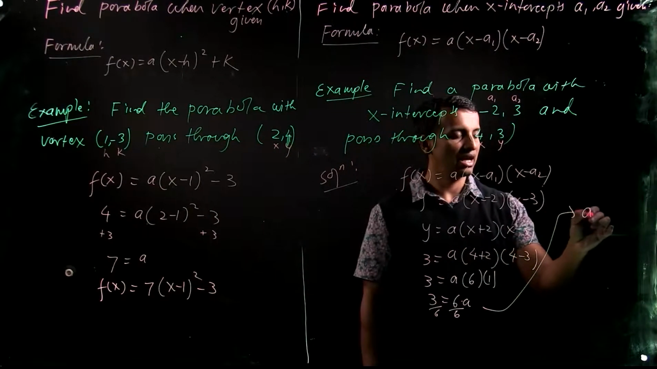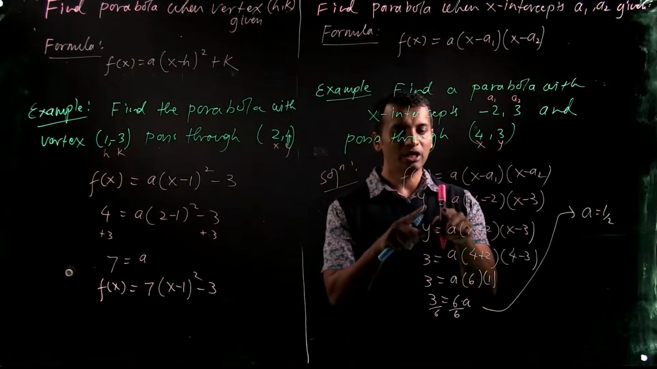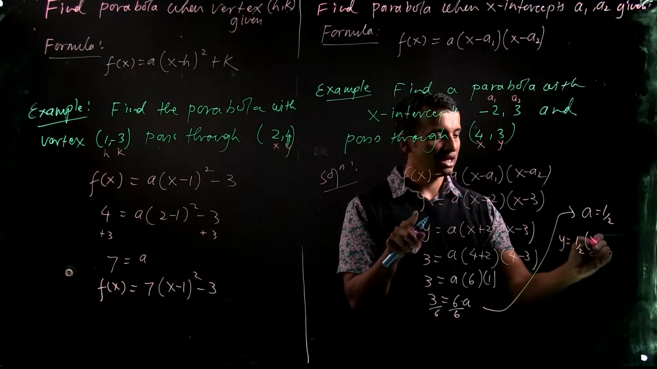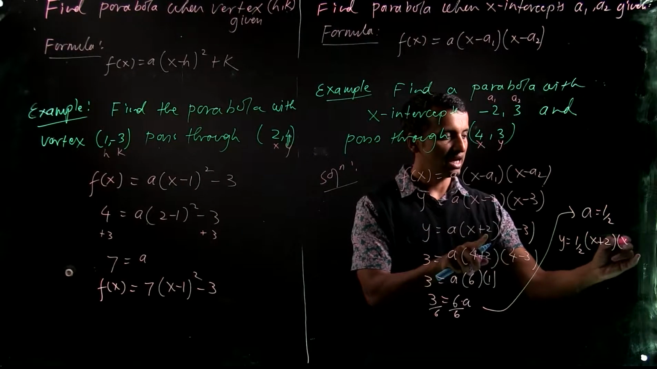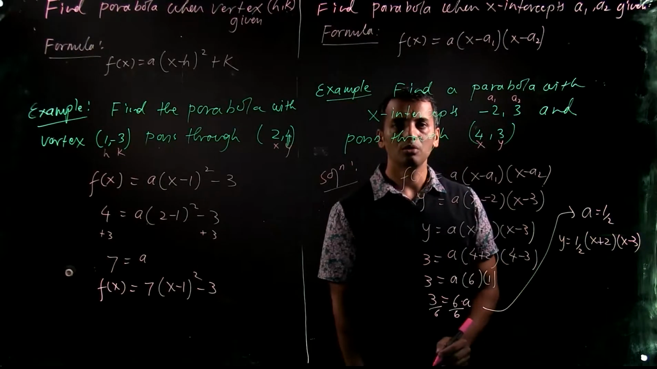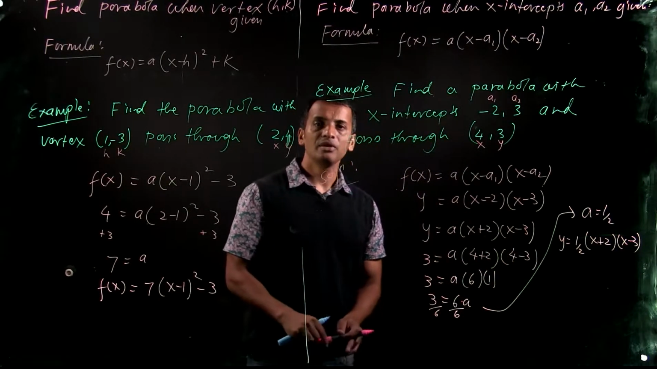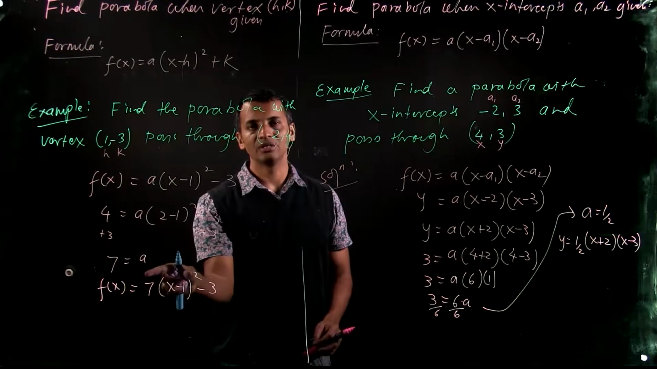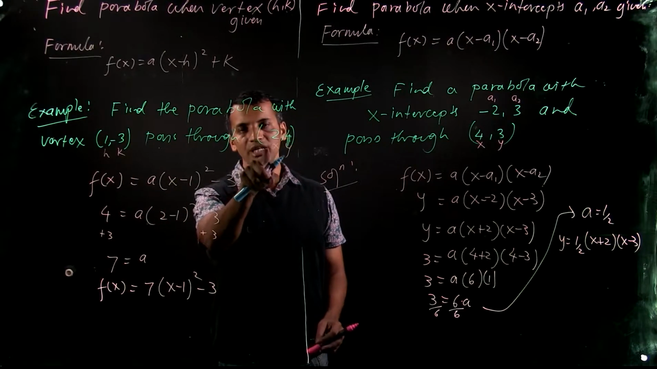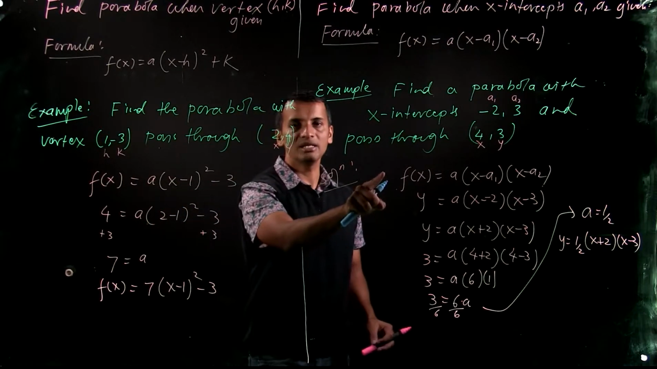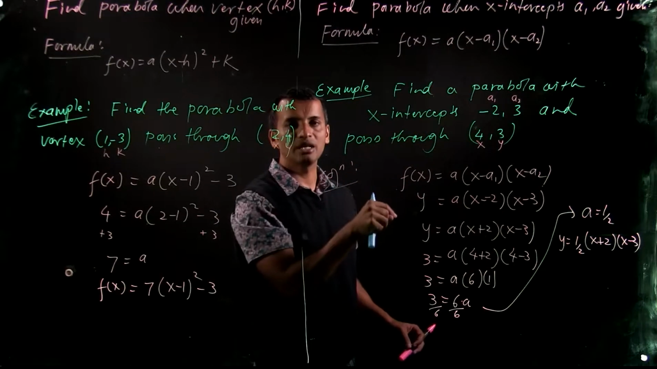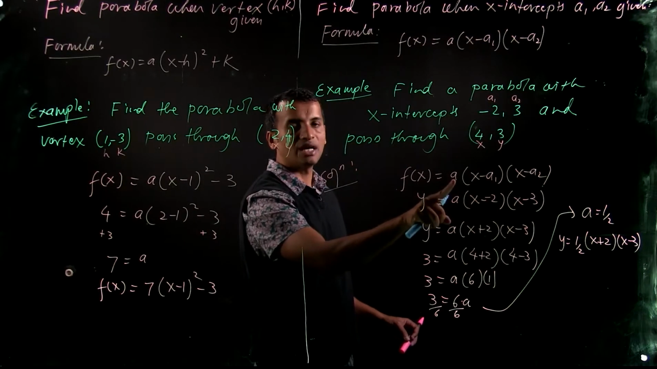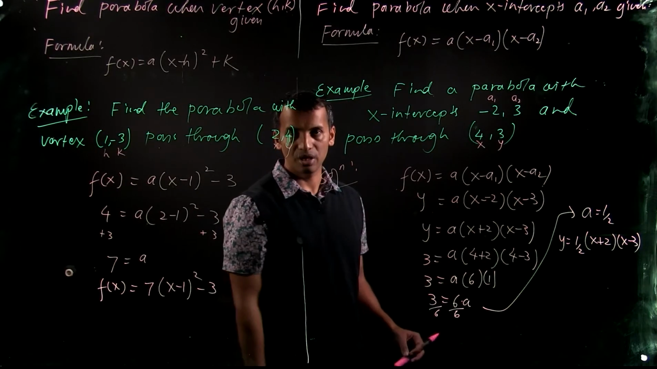So let me plug that in. a equals 1/2. Now plug it back into the equation. So you get y equals 1/2 times (x plus 2) and then (x minus 3). So that's the equation of the parabola. Okay, so if a vertex is given and another point is given, then you can find the parabola. The point is used to find a. Next, if two x-intercepts are given and a point on the parabola is given, just use this formula, and then to find a, you use that point. Okay, thank you guys.